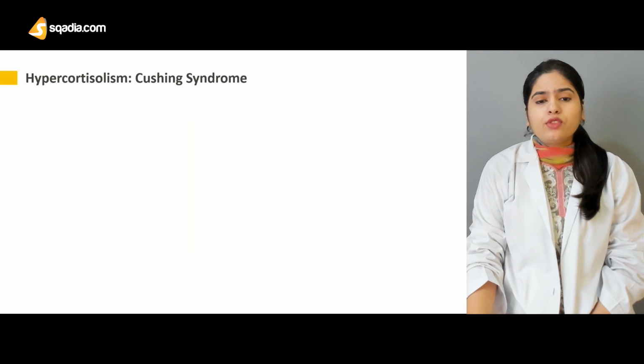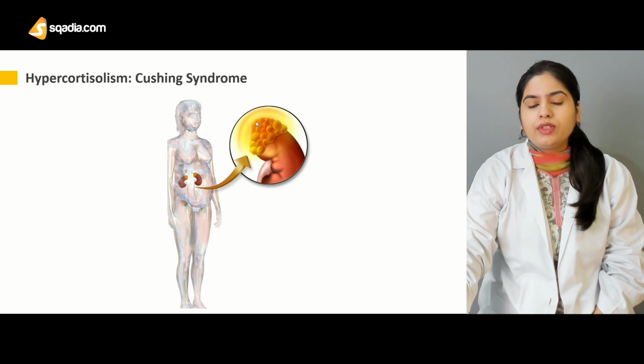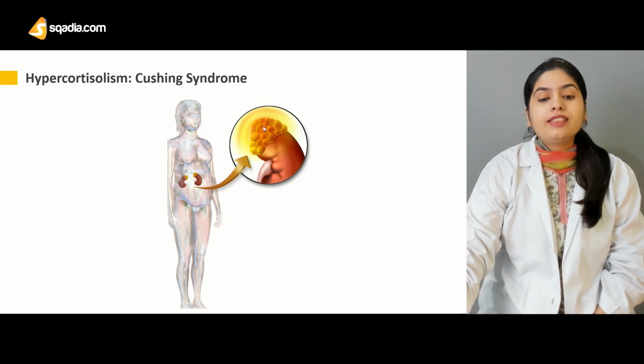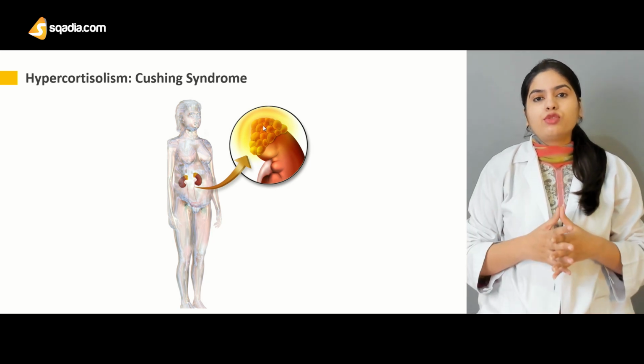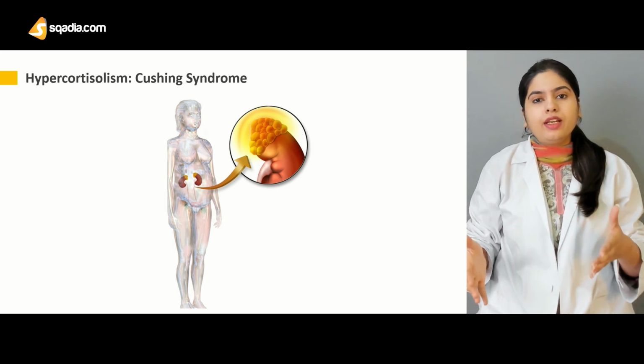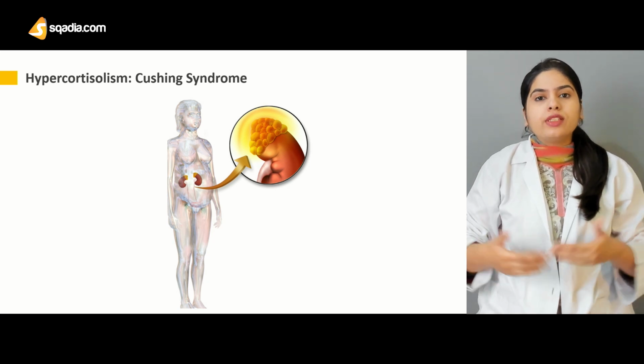Now, if we talk more about the disease, it is due to a high level of cortisol, and as I told you, cortisol is released from the adrenal gland. Now, you can see here this high level of cortisol can be due to any reason, but the most common reason here is the external administration of cortisol, that is, the exogenous administration.